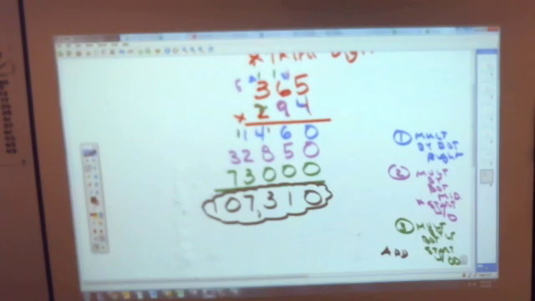Unless you're going to go out there and get $365 and have 294 people give you $365 and then count it all and see if that's what you get, but yeah, that might take a while.